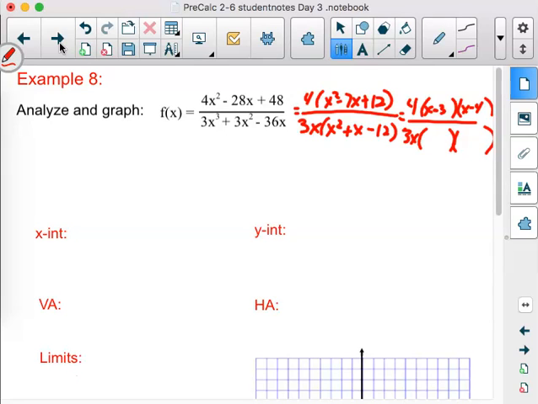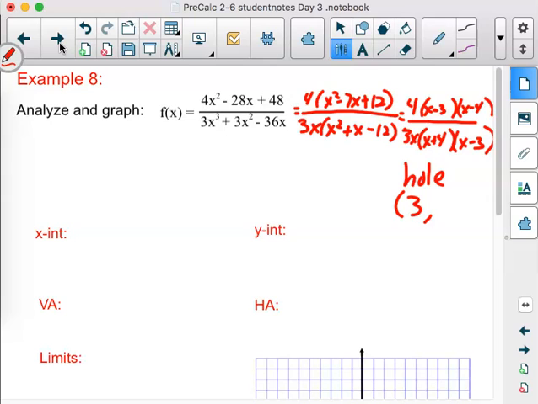Then I look at my denominator. Again, not a perfect square trinomial, but two numbers that multiply to negative 12 and add to 1. x plus 4 and x minus 3. And then I see, oh, this is a new thing. This one's going to have a hole because the x minus 3 on the top and the bottom would cancel. So I'm going to have a hole at 3, something.